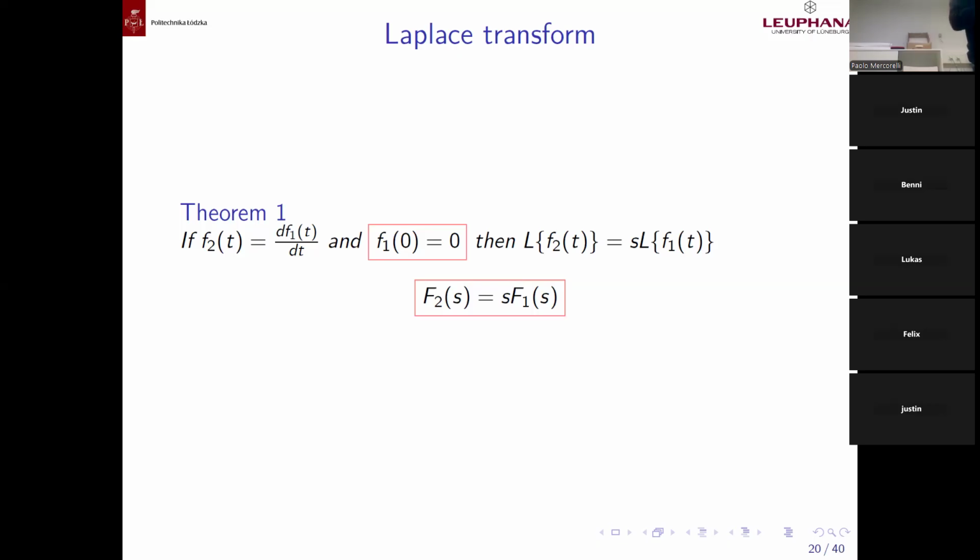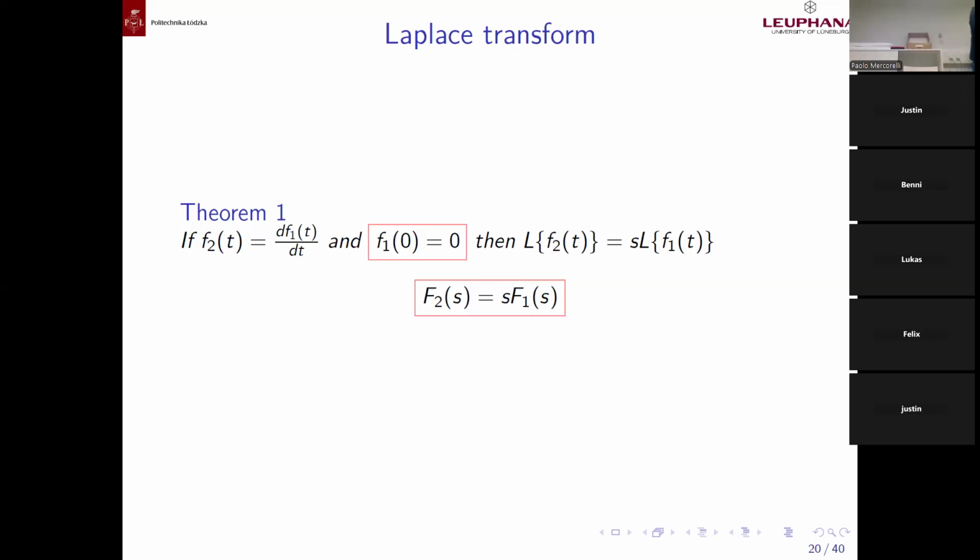Again, I have a function f1 and its derivative, assuming that f1 at time 0 is equal to 0. We will see, I don't know if we have an exercise, but we will see that we can also consider a more general case in which f1 of 0 is not necessarily 0. But let me tell you about this basic form.